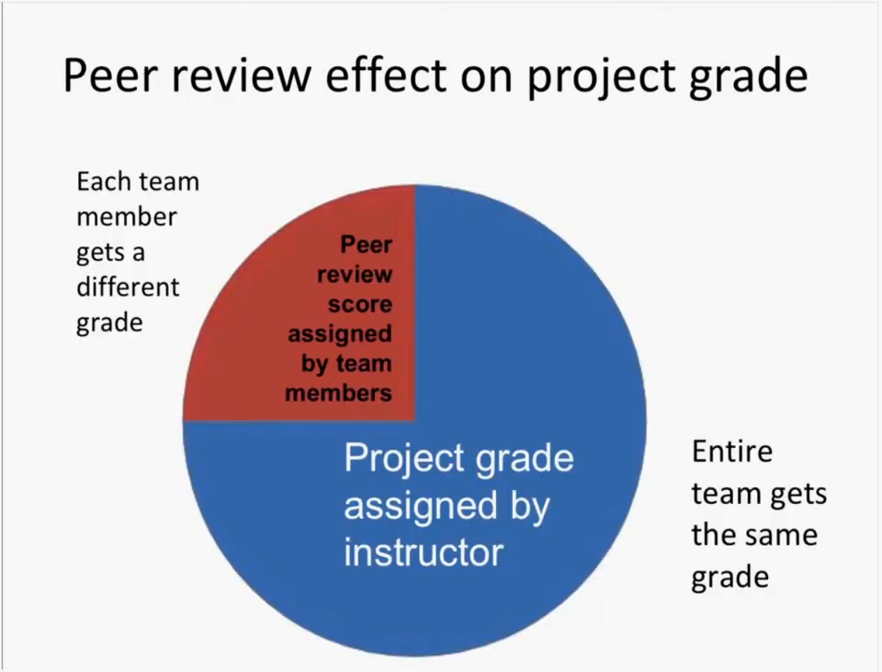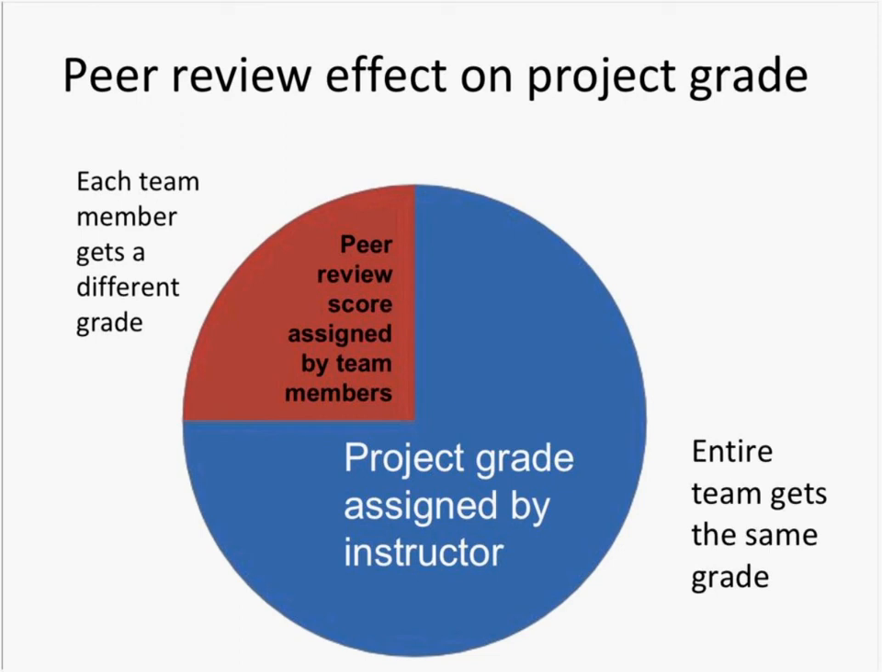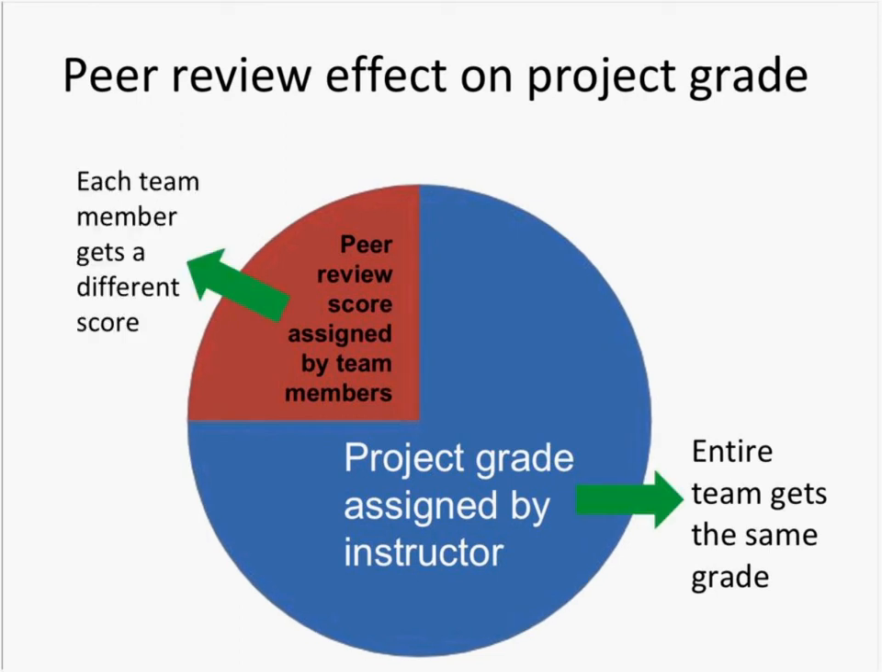What typically people do is they will have a final grade for a project. And that final grade will be based on two parts. One part will be the project grade, and that would be the grade assigned by you, the instructor, and that's just the quality of the product that they've turned out. The other grade would be that each team member gets a different score, and that would be based on peer review. So their final grade would be a combination of that project grade and their peer review score.